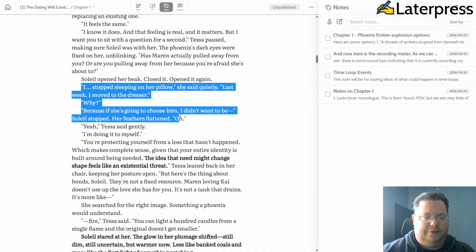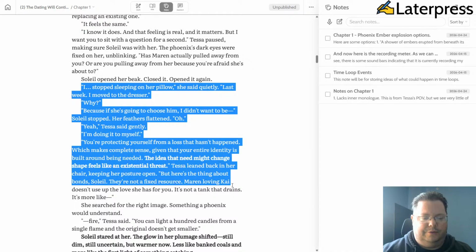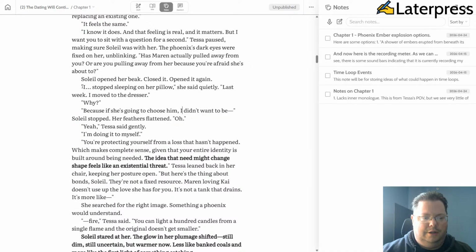Salil stopped, her feathers flattened. Oh, yeah, Tessa said gently. I'm doing it to myself. You're protecting yourself from a loss that hadn't happened, which makes complete sense. Okay, so we've got more therapy here.